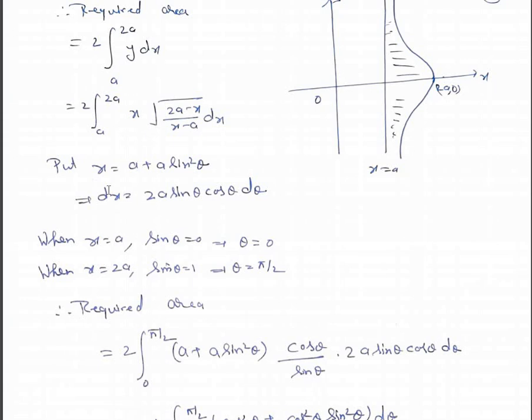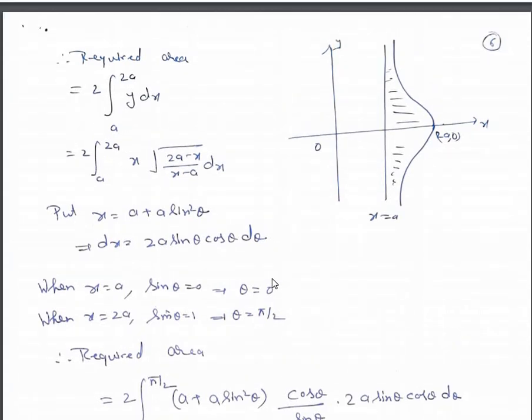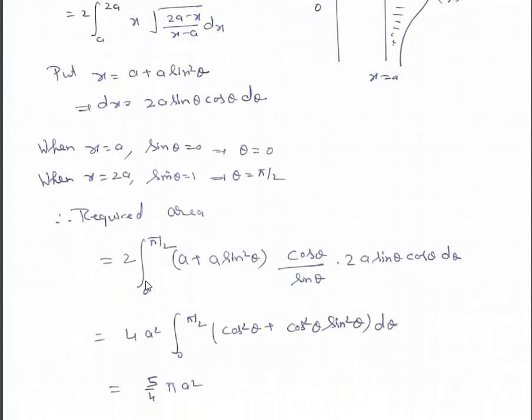To integrate this, we make the substitution x is equal to a plus a sine square theta. So dx is 2a sine theta cos theta d theta. Now when x is equal to a, sine theta is 0, so theta is 0. And when x is 2a, we get sine theta is equal to 1, that means theta is equal to pi by 2. So therefore limits for theta are from 0 to pi by 2.